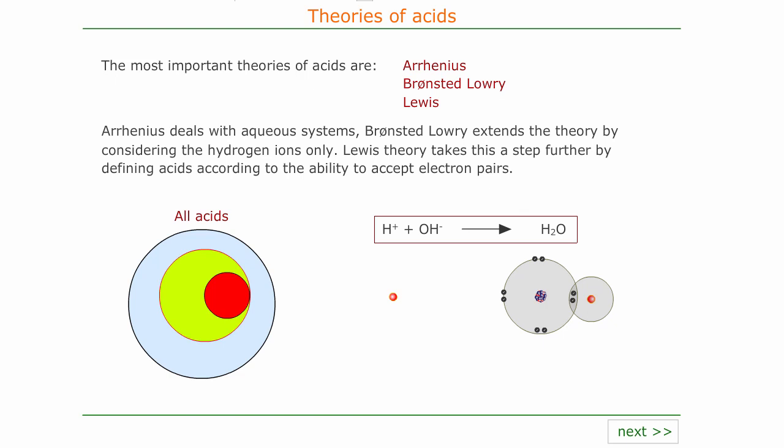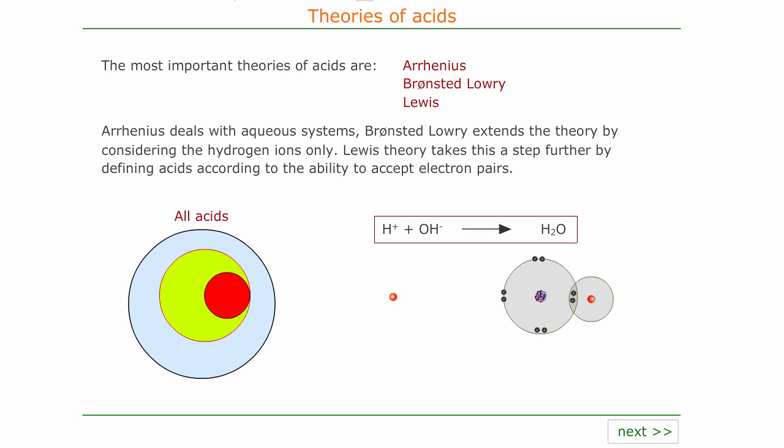Different theories of acids. Three most important theories that we use are Arrhenius Theory, Bronsted-Lowry Theory and Lewis Theory. This short video just intends to separate the three theories to make it clear when and why we use them.